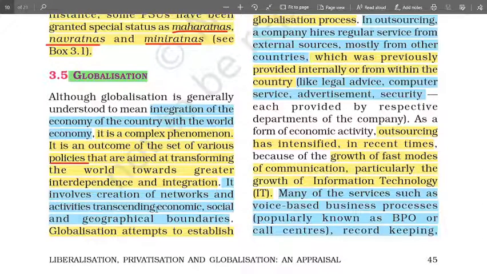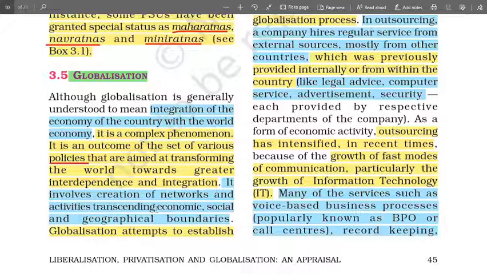So to be able to make globalization a reality, it involves creation of networks and activities transcending economic, social, and geographical boundaries. So you have to think of the whole world as one economy. There are no more boundaries. You can have free flow of goods from one country to another, irrespective of whether you talk about economic activities, social setup, or geographical boundaries.